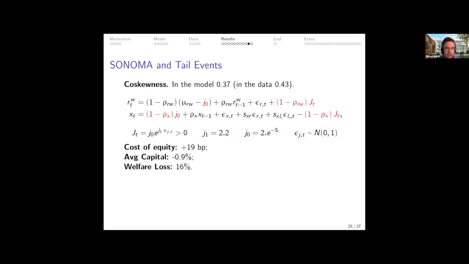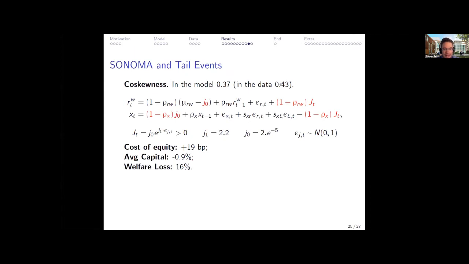In this slide, we show the results of an experiment in which we add co-skewness between external credit conditions and expected long-run growth to the model, as we observed in the data. We accomplish this by modifying our exogenous processes to include a common tail event. And we set these J parameters here in order to obtain a co-skewness in the model of 0.37, which is consistent with our empirical findings.